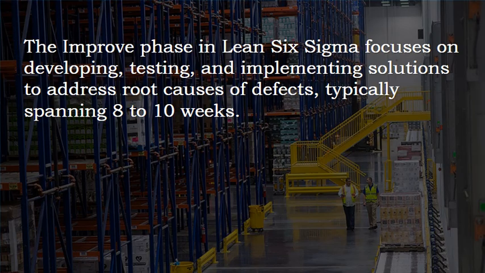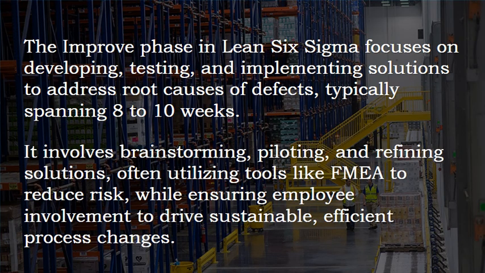The improve phase in Lean Six Sigma focuses on developing, testing, and implementing solutions to address root causes of defects, typically spanning 8 to 10 weeks. It involves brainstorming, piloting, and refining solutions, often utilizing tools like failure mode and effects analysis to reduce risk, while ensuring employee involvement to drive sustainable, efficient process changes.